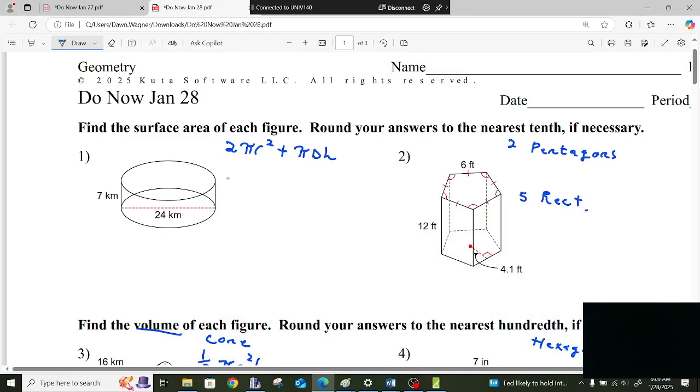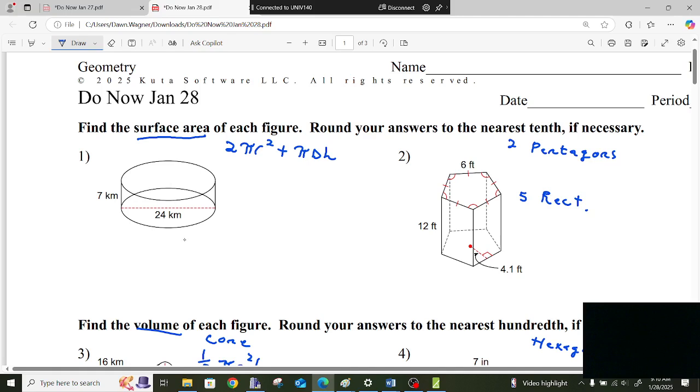Okay, so this is surface area. Be careful, because we have different formulas depending on what they're asking for. If you don't read the directions carefully, you can get these incorrect, right? So the surface area formula for a cylinder is 2 pi r squared, because you have two circles, top and bottom, right?